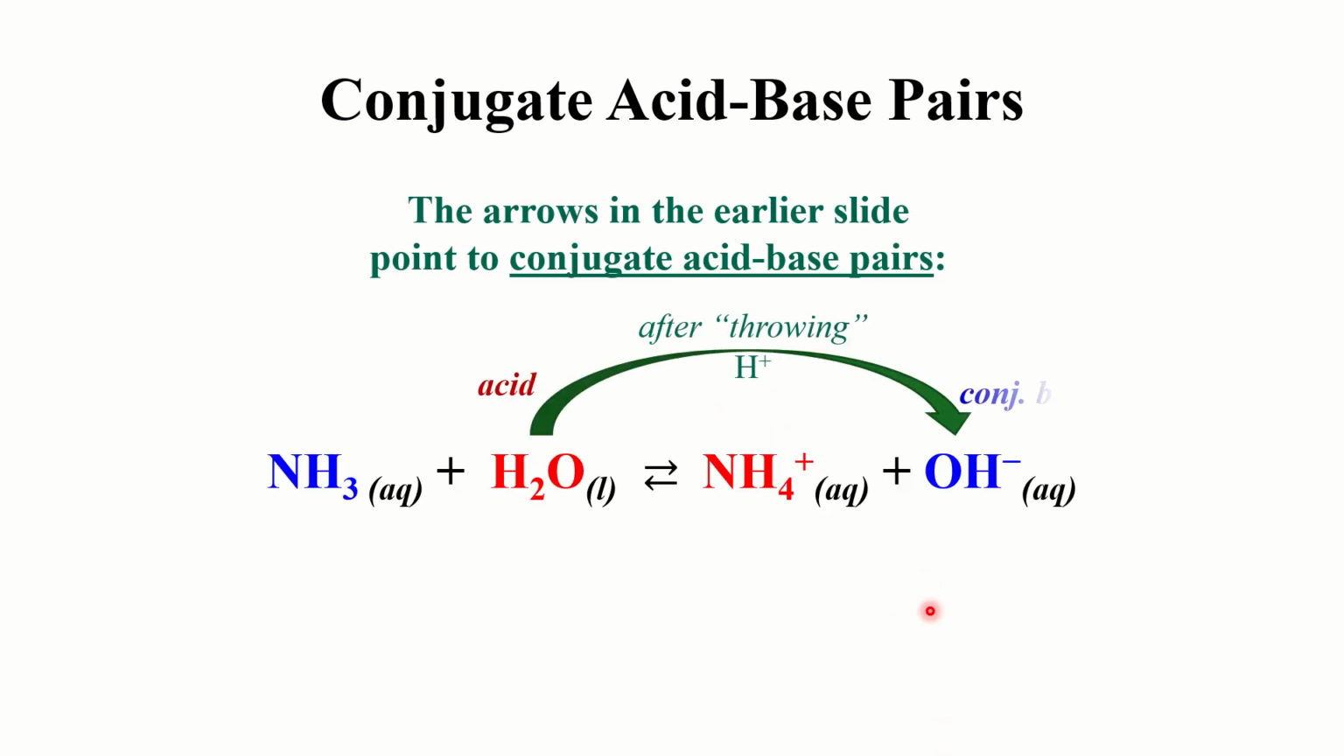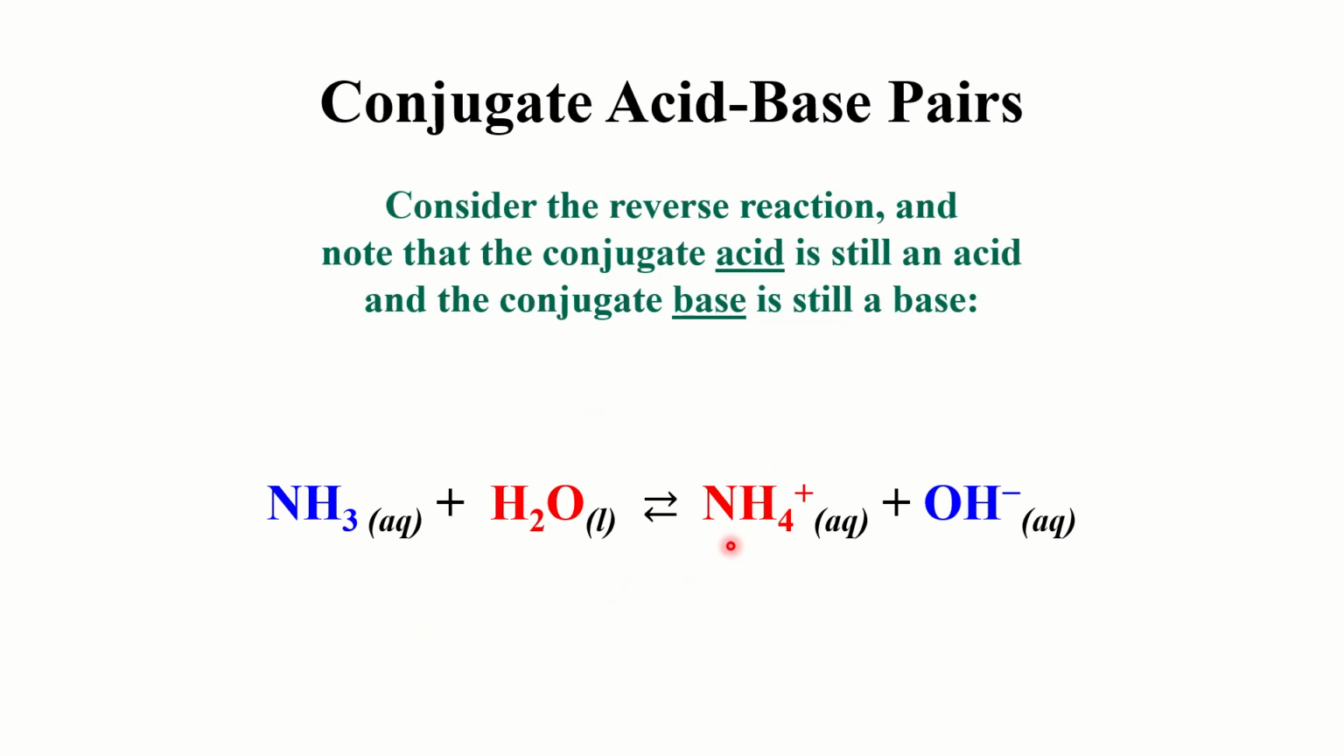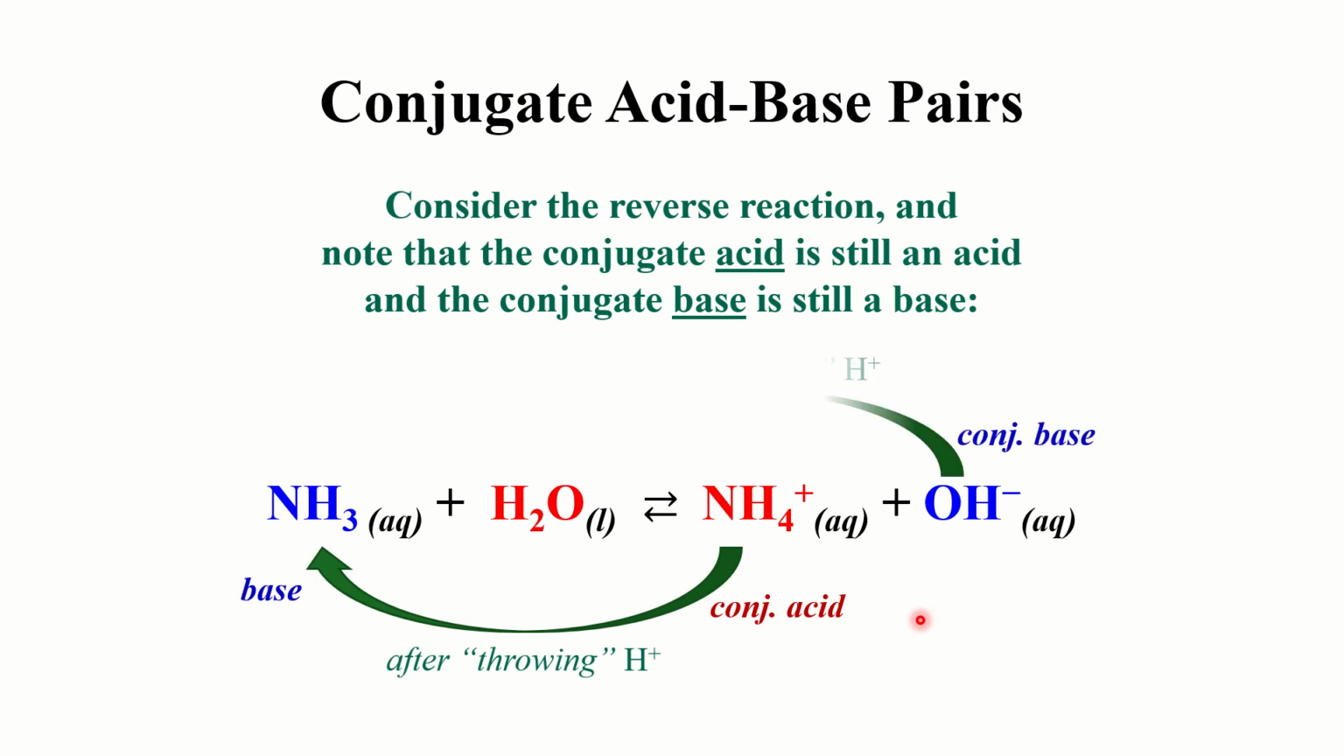And that is summarized here on this slide. Acid, after throwing the H plus, it becomes the conjugate base. Base, after catching the H plus, it becomes the conjugate acid. Okay, and that analogy is summarized further here.